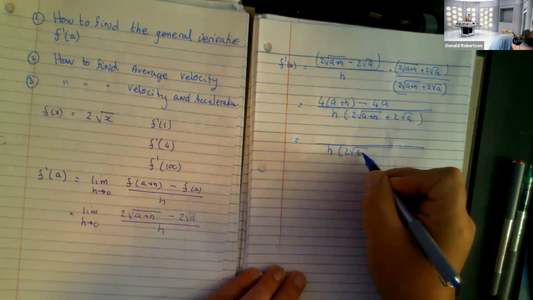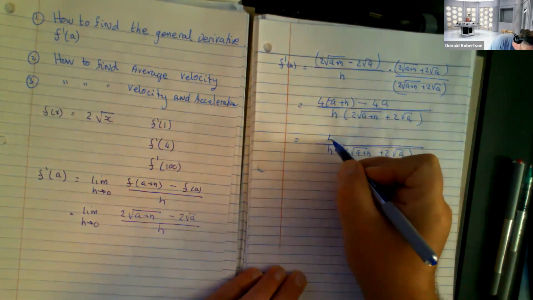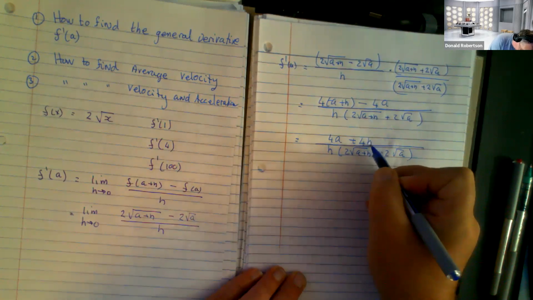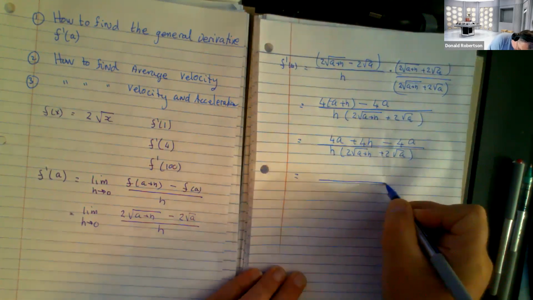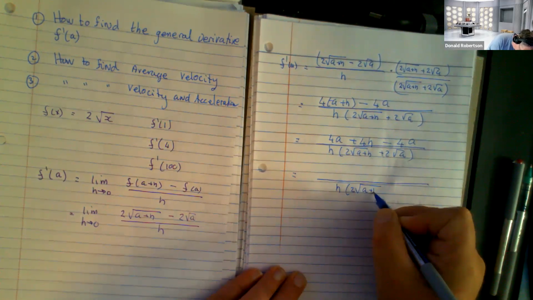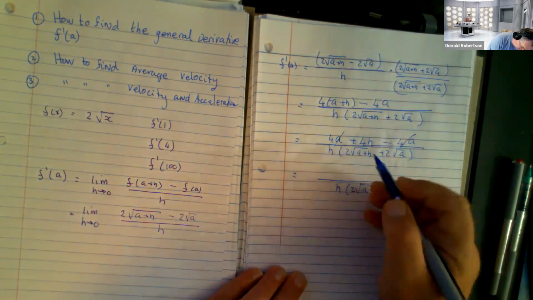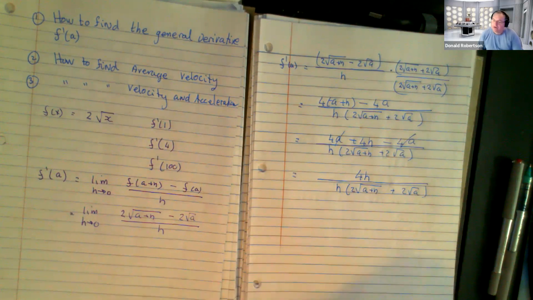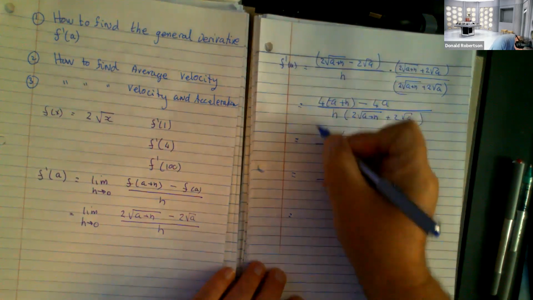Don't do anything to the bottom, ever. Distribute 4a plus 4h, take away 4a. And something really nice should happen. Algebraically, something really nice did happen. Don't I just get left with 4h? Right, the 4a and the minus 4a cancel. Which means, oops, I've forgotten, I'll put it here.